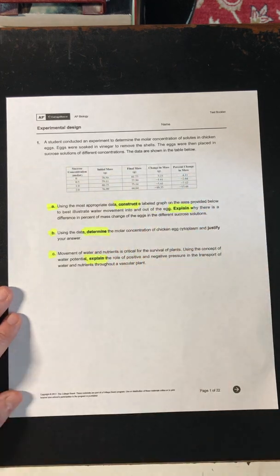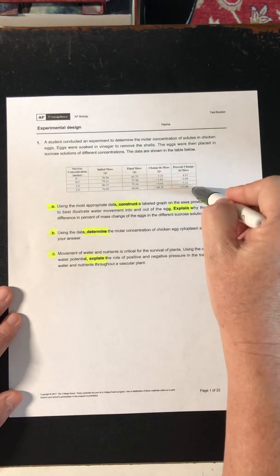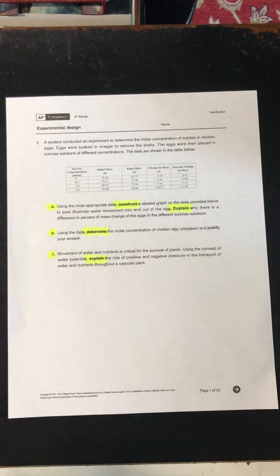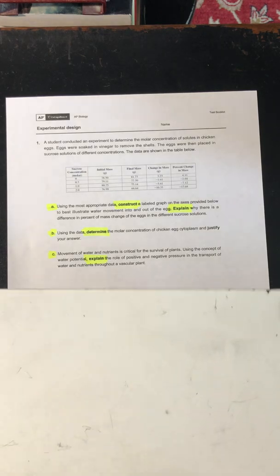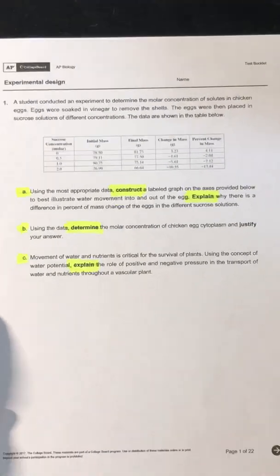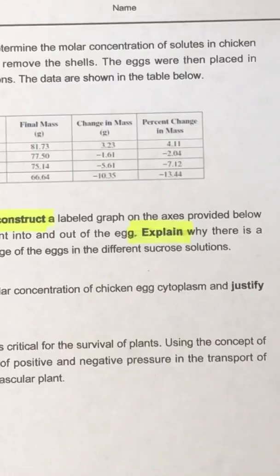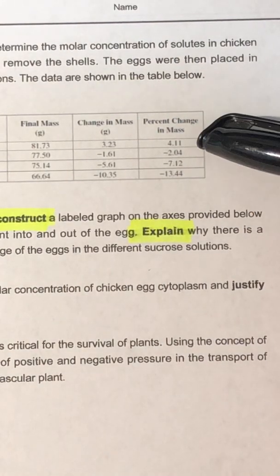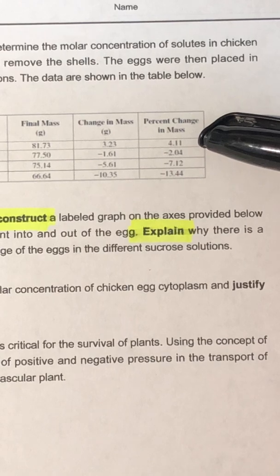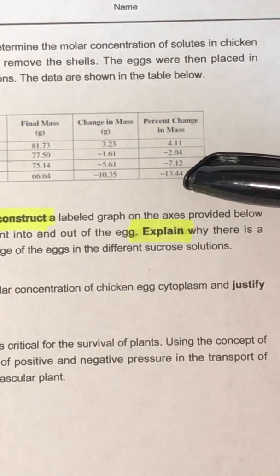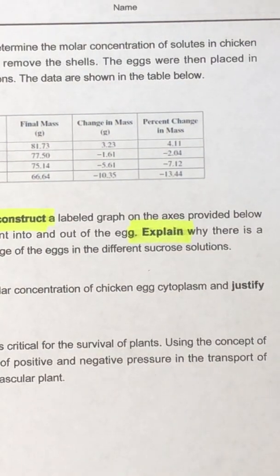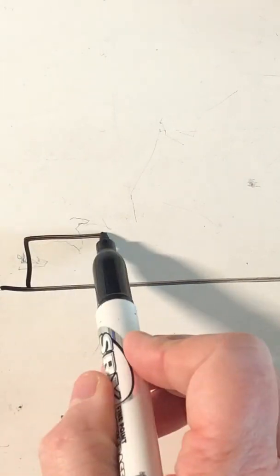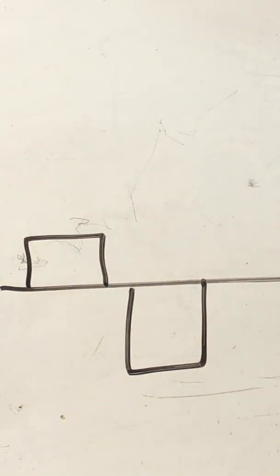They went ahead and did the change in mass, but then they also did the percent change in mass. And one of the things I want to make sure is that you notice that the percent change could either be positive or negative. And positive means that that egg gained mass, and negative meant that that egg lost mass. So a lot of you sent me some graphs, and you had them set up like this, and then you had like positive and negative, okay?